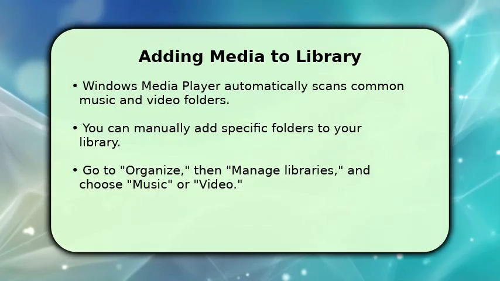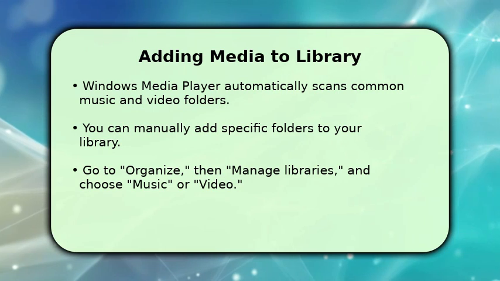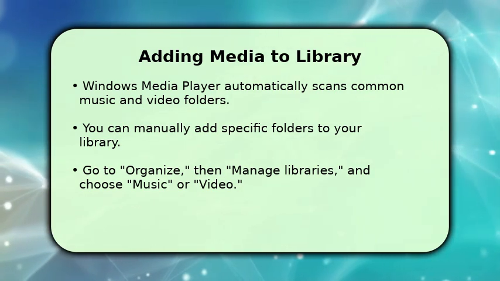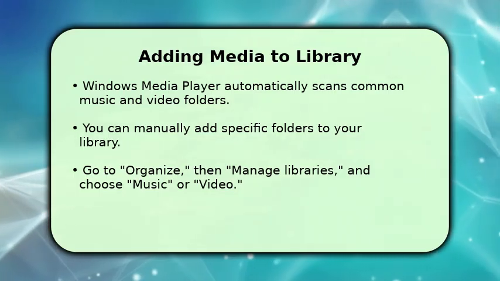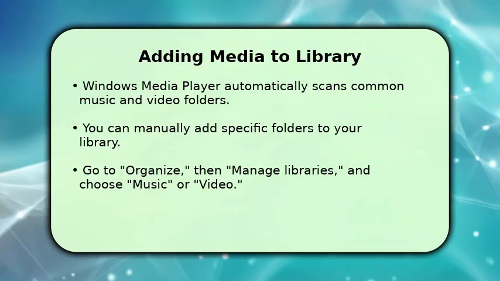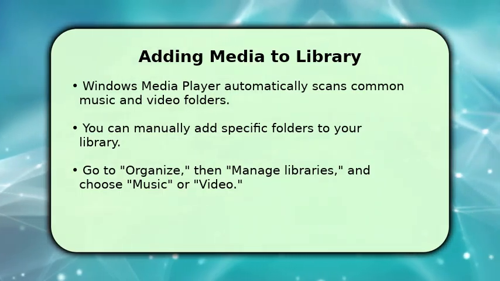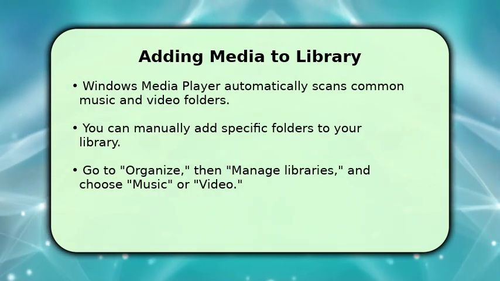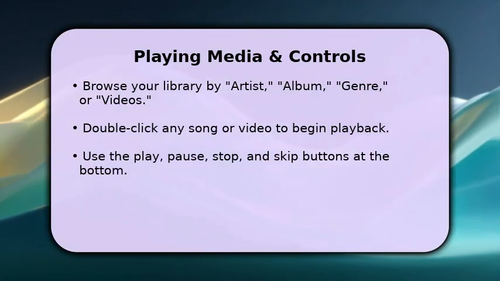Now that the initial setup is complete, let's get your media into the player. Windows Media Player is designed to automatically find music and videos in standard locations like your Music and Videos folders. However, if your media is stored elsewhere, you can easily add those folders. Simply go to Organize, then Manage Libraries, select Music or Video, and click Add to include your desired directories. With your media added, you're ready to enjoy your content.